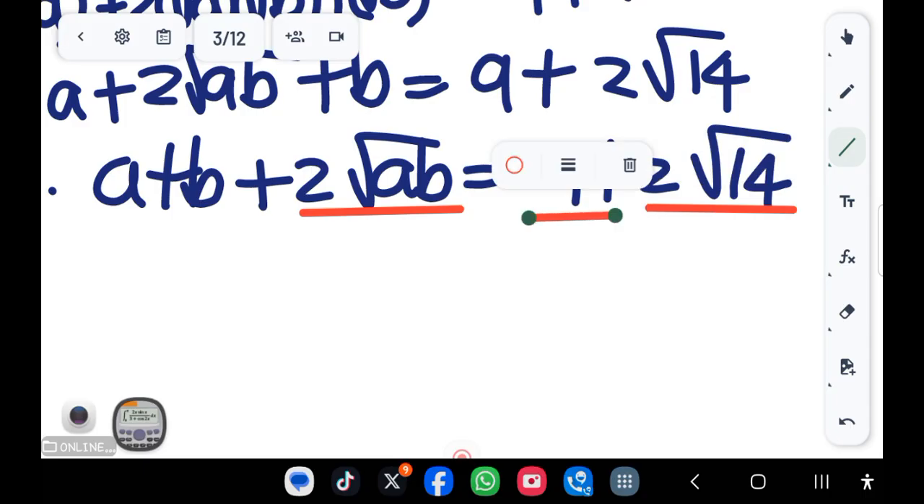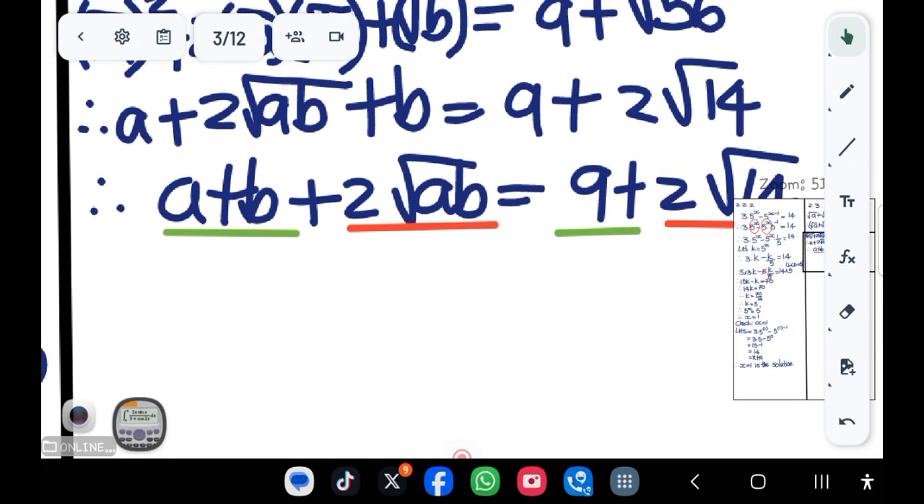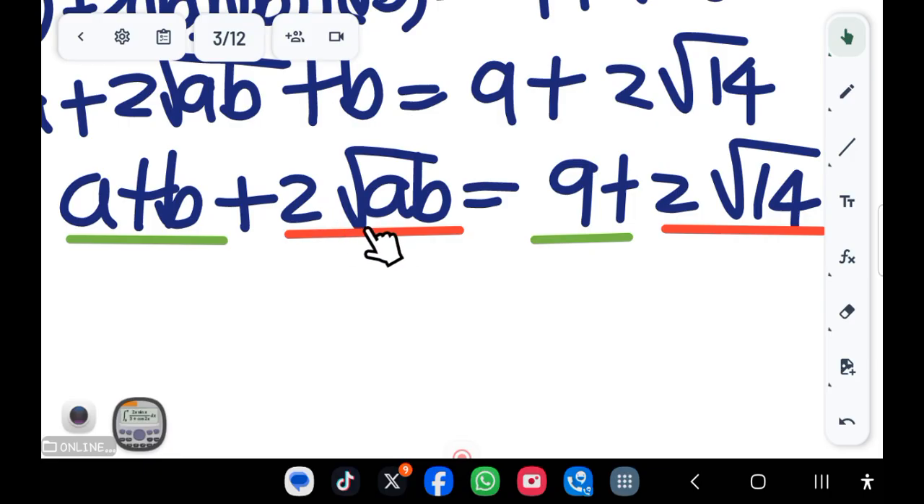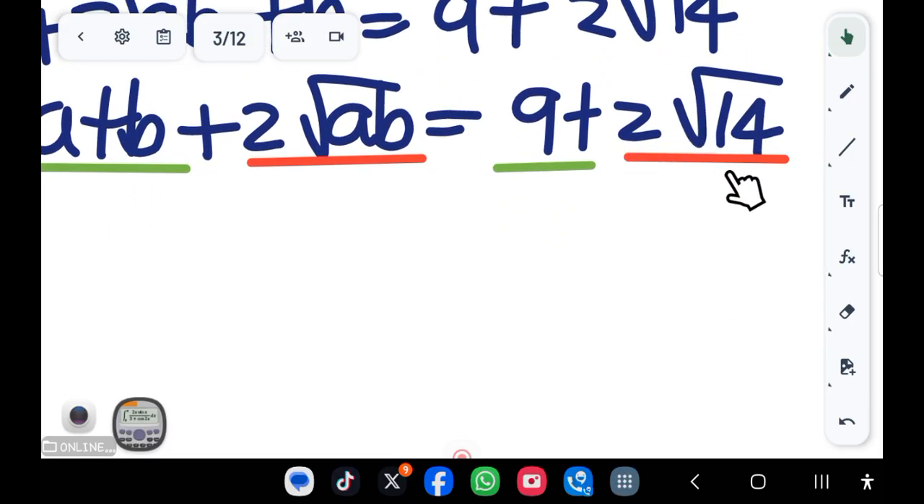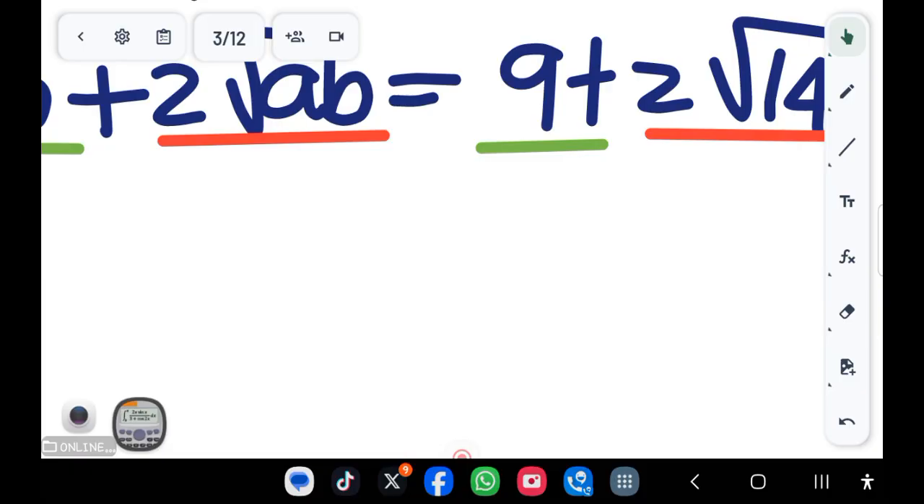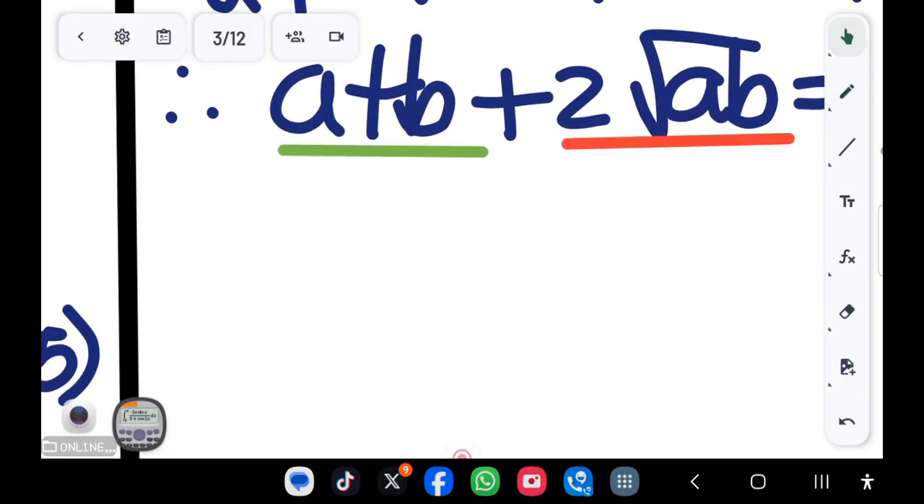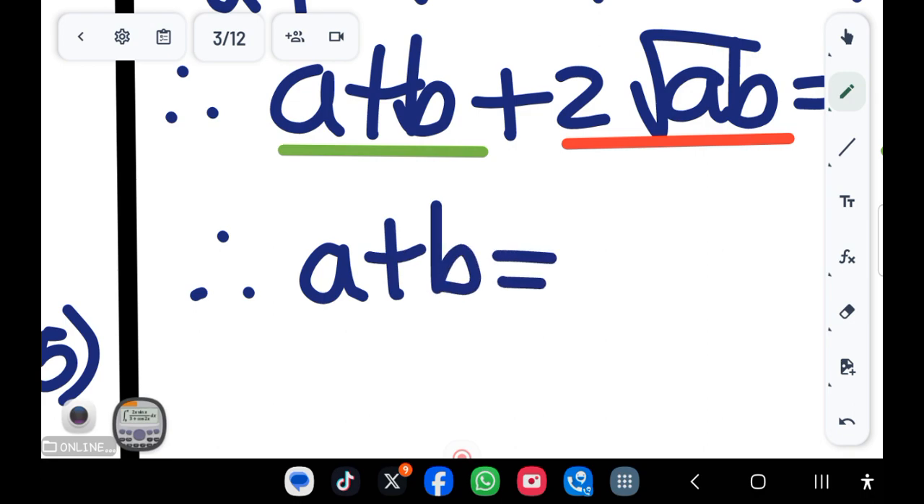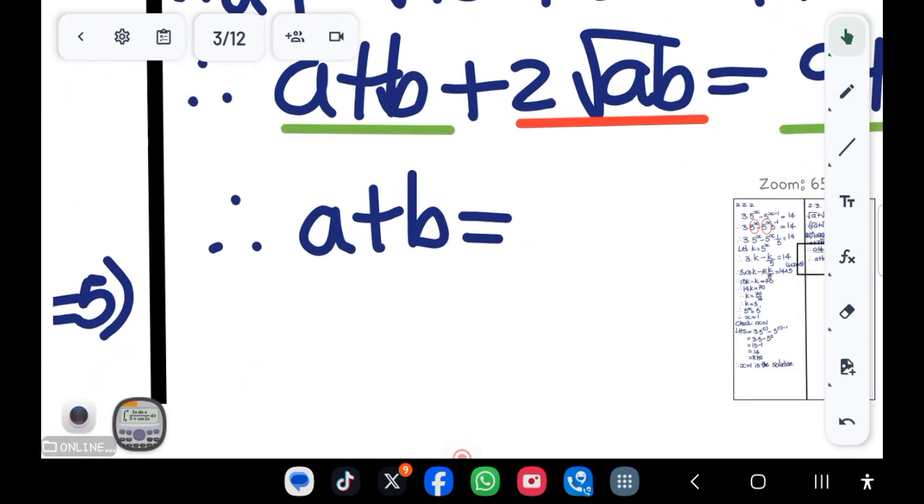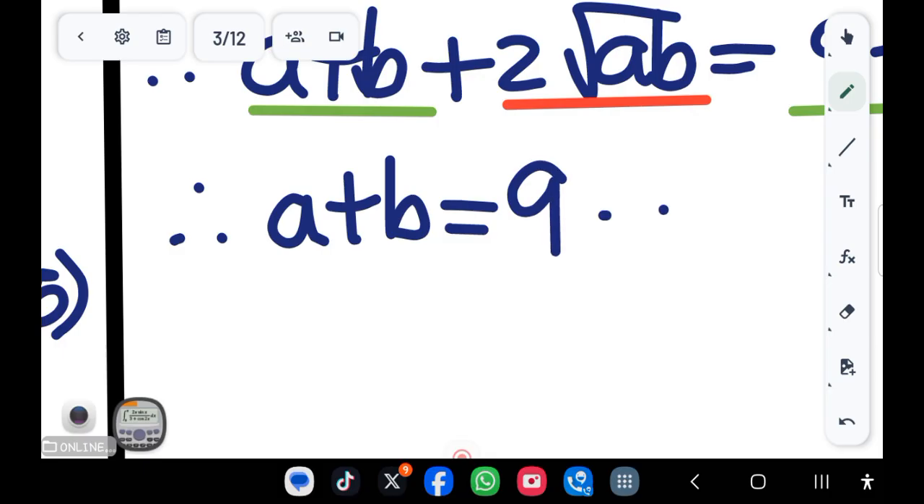And the 9 matches with the a plus b. 9 is just a number. A plus b is also just a number. This is 2 root ab, and that is 2 root 14. So therefore, we can simply equate a plus b to the number 9, and that will be our equation 1.